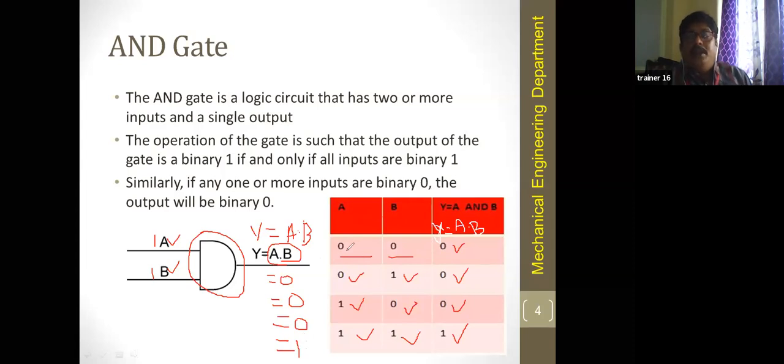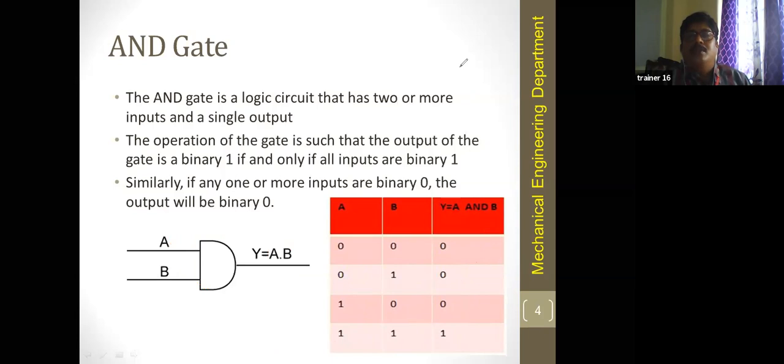So for the AND gate, if the inputs are 0, 0, the output is 0. If the inputs are 0, 1, the output is 0. The inputs are 1, 0, the output is 0. The inputs of the AND gate 1, 1, the output is 1. Now it is clear. Next we'll go for the next gate.